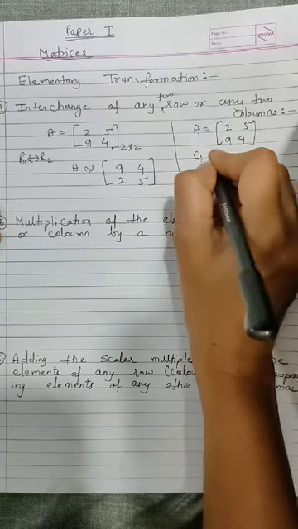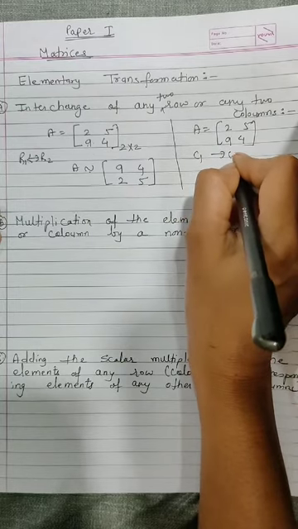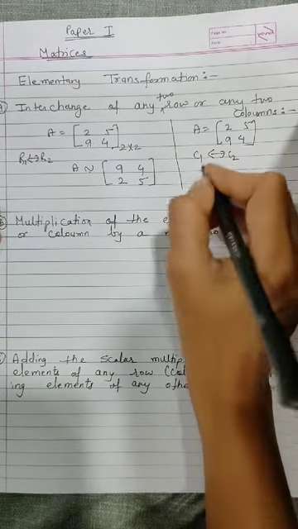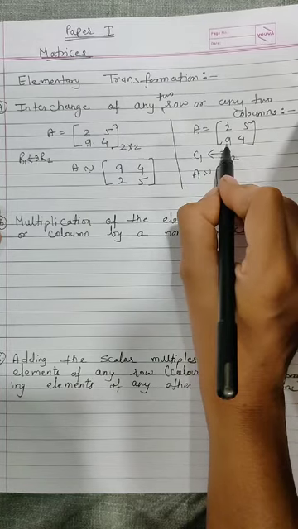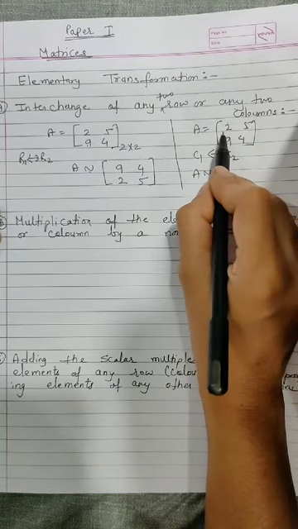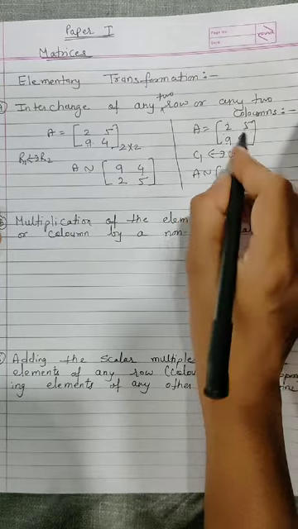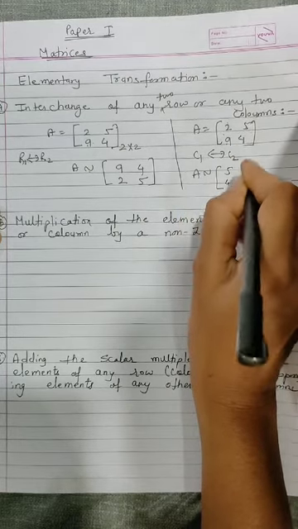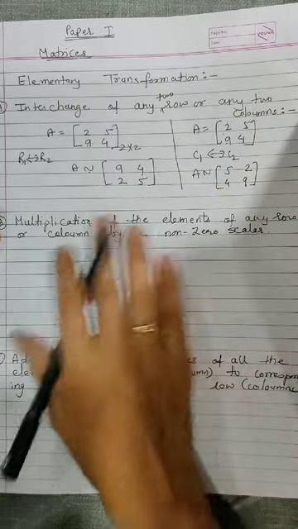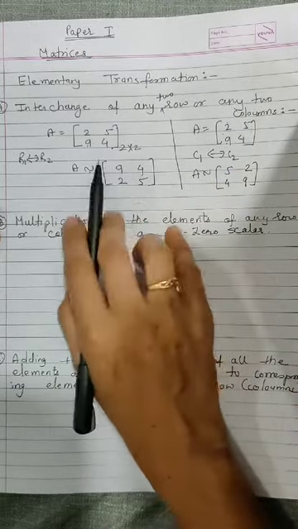So we are changing column 1 to column 2, C1 changes to C2, C2 changes to C1. So in the matrix, the columns are: 2, 9 is the first column, 5, 4 is the second. Interchanging of columns means the second column will become first. So it will be 5, 4 and this will become 2, 9. So in this way rows and columns are interchanged.